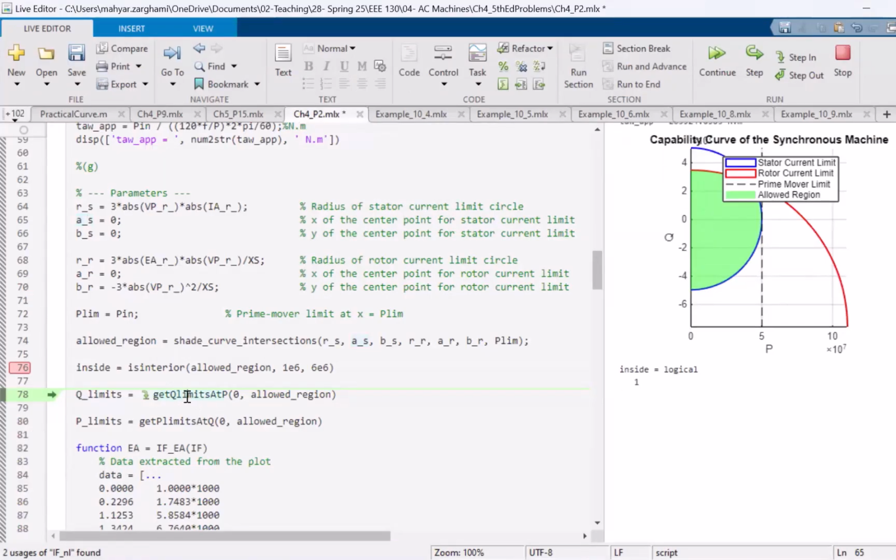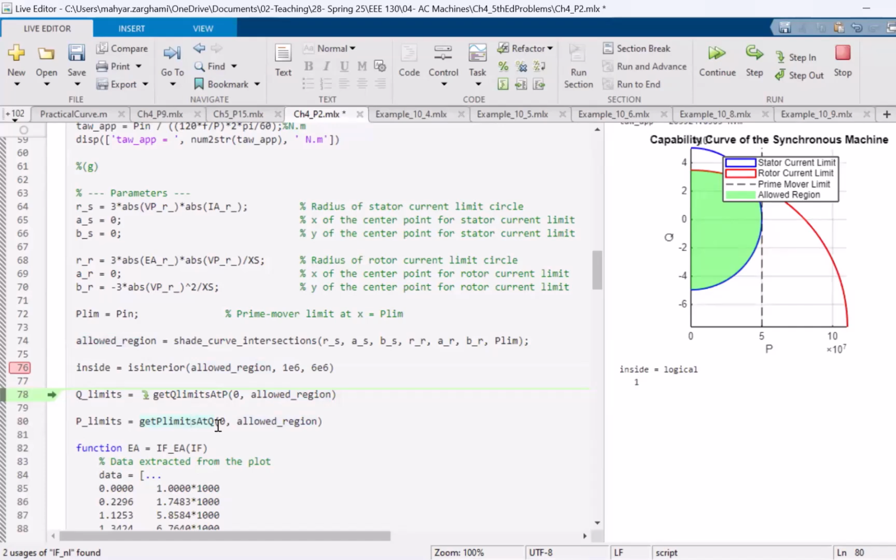The first function is get Q limits at P. It means that I'm giving you a P, and I want you to determine the maximum and minimum Qs. So at a certain P, for example in here, it goes here, looks for this point and this point that are on the borders of the shaded area, and gives me the maximum and minimum possible Q. And the next function, get P limits at Q.